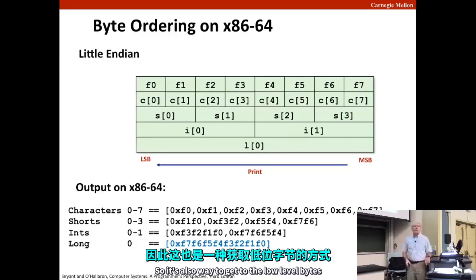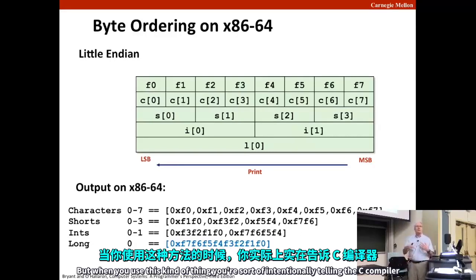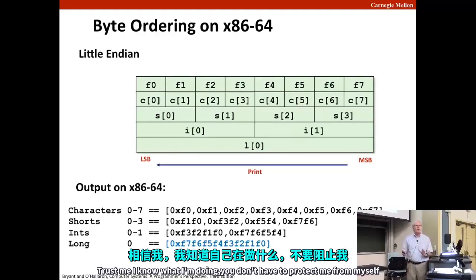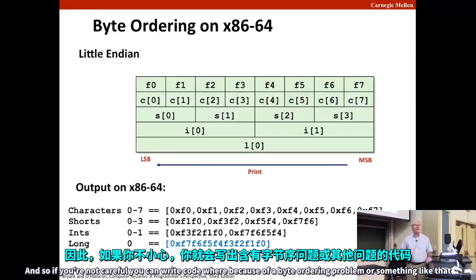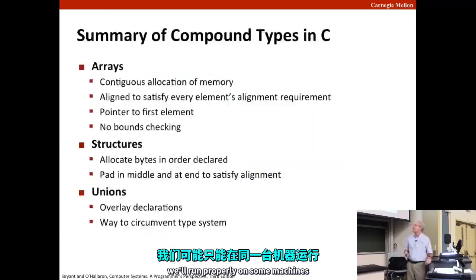So it's also a way to get to the low-level bytes, but when you use this kind of thing, you're sort of intentionally telling the C compiler, trust me, I know what I'm doing. You don't have to protect me from myself. And so if you're not careful, you can write code where, because of a byte ordering problem or something like that, it won't run properly on some machines.